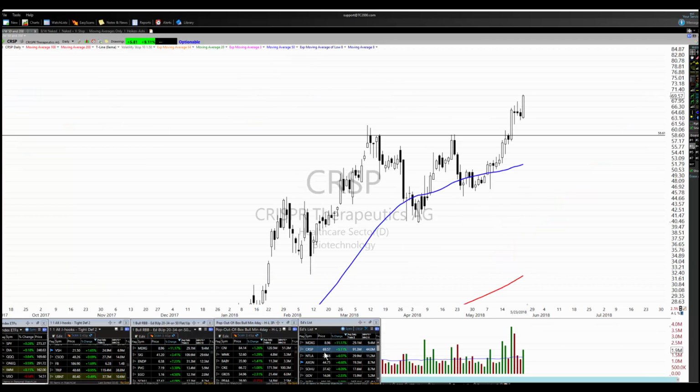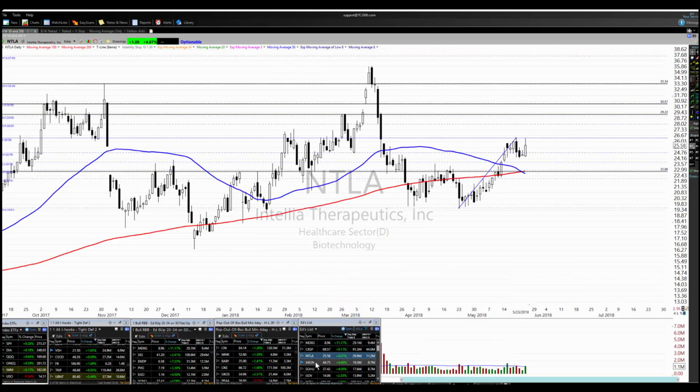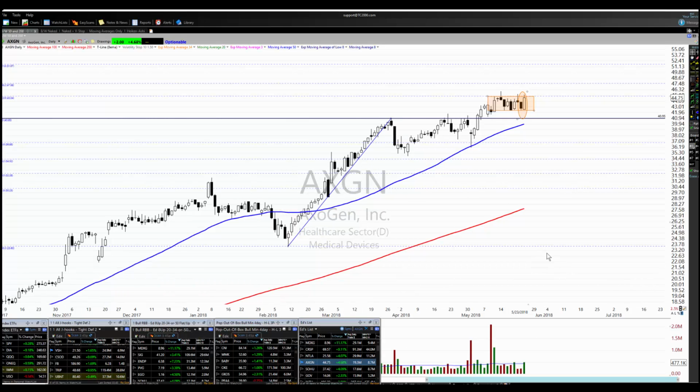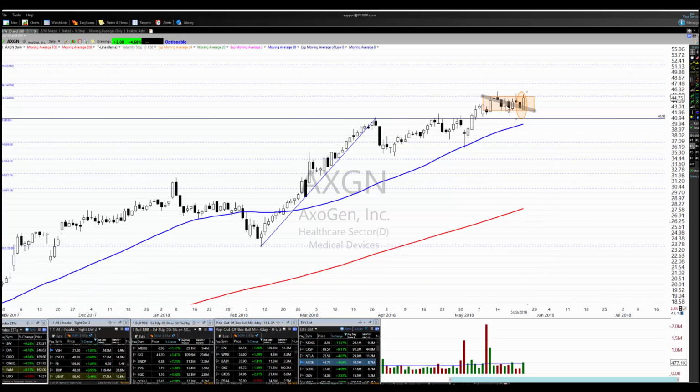Let's see, we've got, let me find one that I like best, I guess. AXGN's one that I kind of like. We've been doing consolidation here. This is at an all-time high. You can see that it basically ran up to the 23.6 extension after this first long run here, and a little pullback. So that's kind of what I expected.